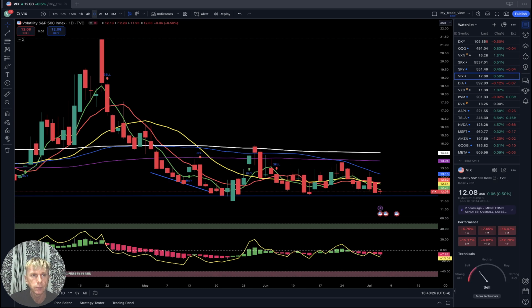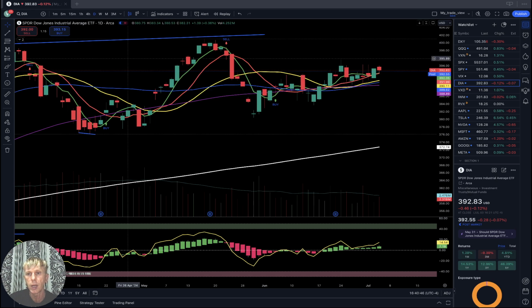And VIX, daily time frame, last bar at the lowest level since 1995. Usually from this level, it always did bounce. Very, very oversold on the daily time frame.